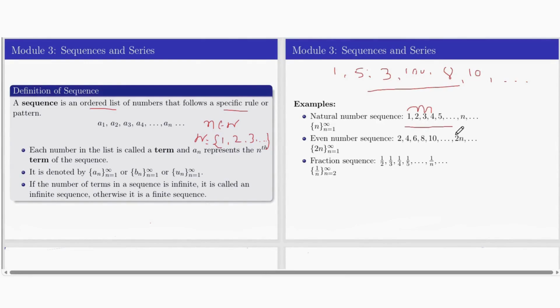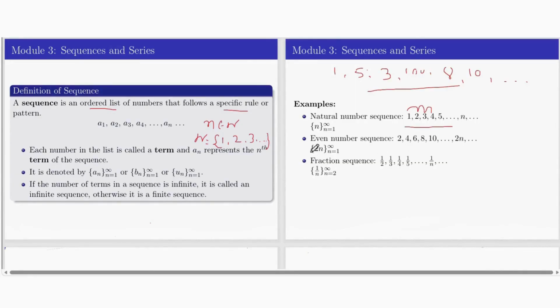Now, symbolically, how do we write this sequence? As per the definition, to represent the sequence, what do we need? In curly brackets, take the nth term. Here what is an? an is the nth term of the sequence. So now see, what is the nth term of the sequence? n.